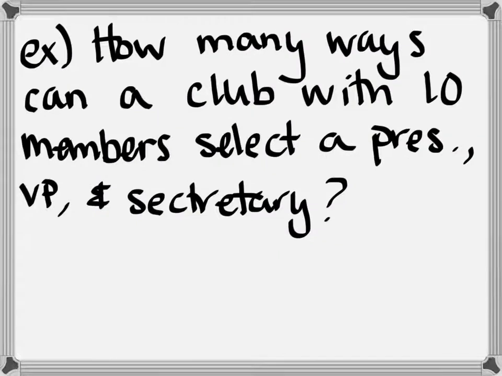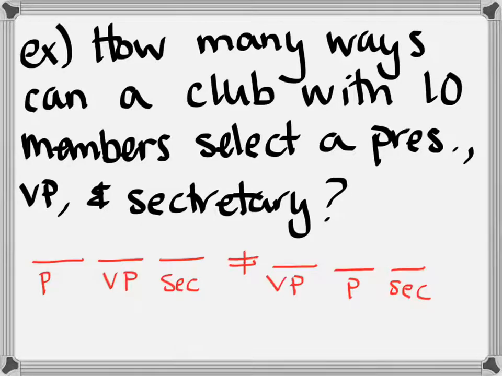For instance, we could ask, how many ways can a club with 10 members select a president, vice president, and a secretary? If we assume that they can't have multiple positions, we could use our old mathematics to say there are 10 ways to choose a president, 9 ways to choose the vice president, and 8 ways to choose the secretary. With our old counting techniques, because you cannot repeat positions, there would be 10 times 9 times 8.